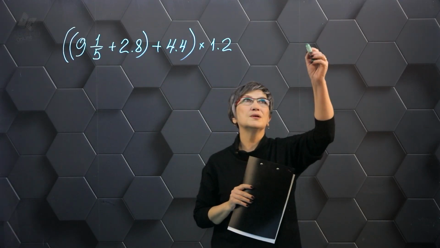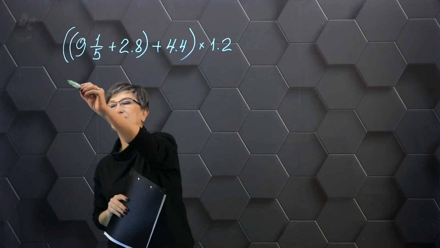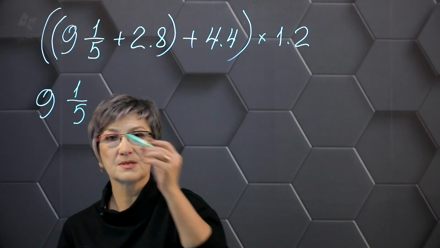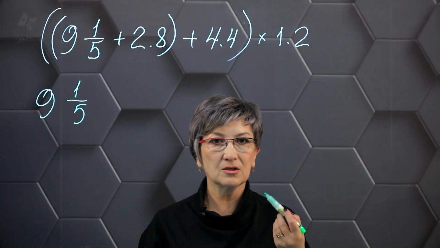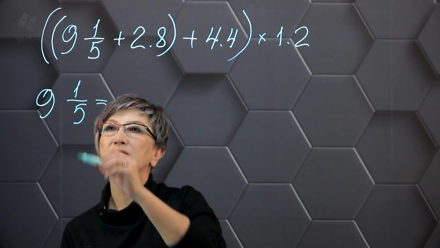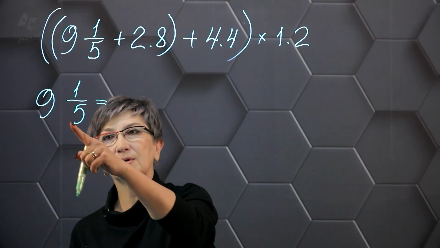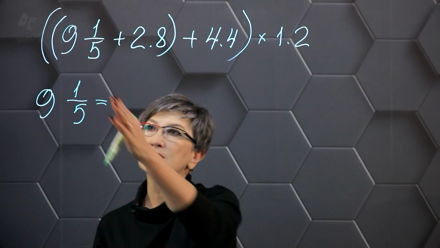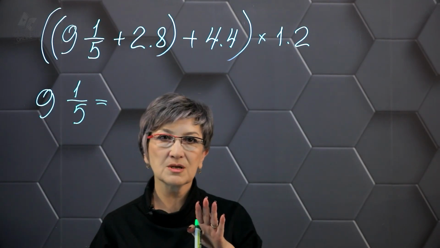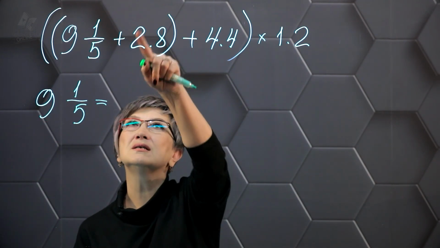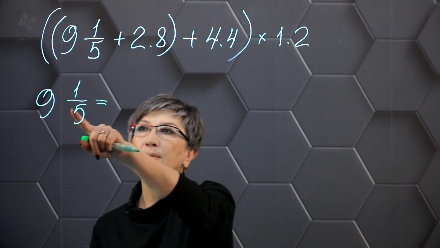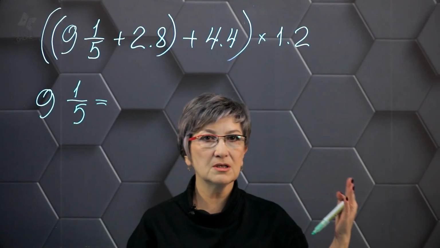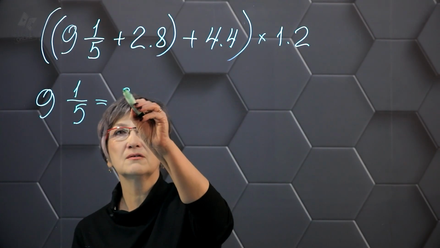Let's remember. Okay, let's write down 9 1/5 here. I want to write it down as a decimal. So 9 1/5. What am I paying attention to? The denominator. The denominator is 5. So at this point, I can't write it down as a decimal. So I need to turn a 5 into either a 10, 100, 1,000, and so on. What do I need to do that?